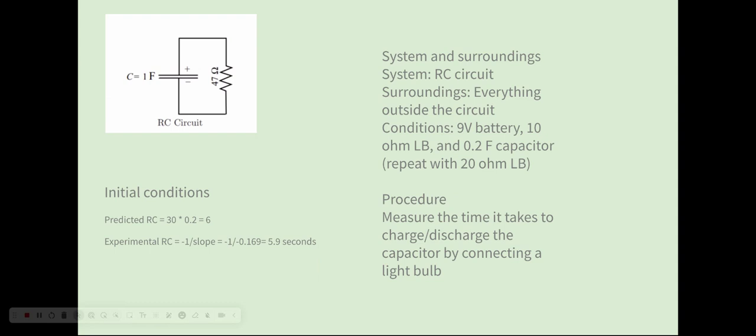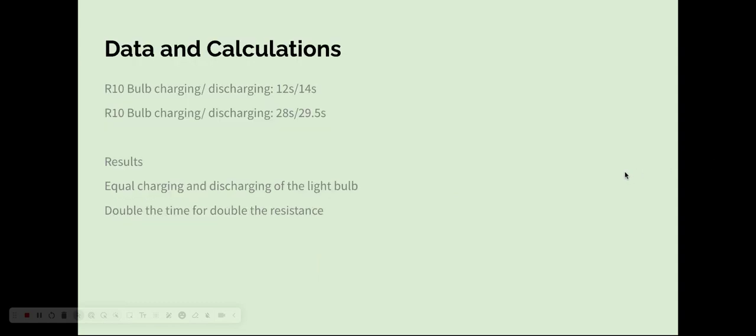The predicted value for the RC circuit was 30 times 0.2 equals 6 seconds. For the experimental value, we put the values that we calculated in a graph, and we figured out the slope was negative 1 over negative 0.196, which is 5.9 seconds, so that's pretty close to our predicted value. The procedure was that we would run the circuit over and over again, measuring the time it takes to charge and discharge the capacitor by looking at the light bulb and using a stopwatch to find the charge and discharge times.